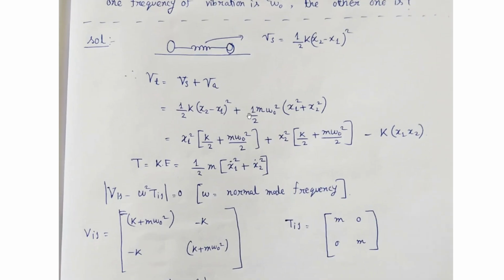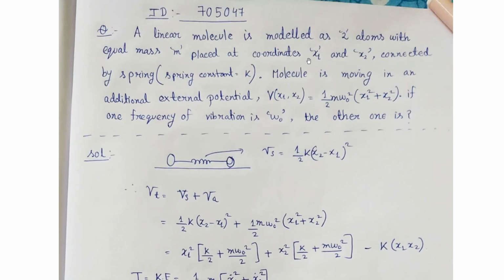Now you have a third problem. These are all 5 marks questions actually, and there is a huge part of classical mechanics in this CSIR NET exam. So this is the last question. A linear molecule is modeled as two atoms with equal mass m placed at coordinates x1 and x2, connected by a spring with spring constant k. The molecule is moving in an additional external potential, that is half m omega naught square into x1 square plus x2 square. If one frequency of vibration is omega naught, then what is the other one?